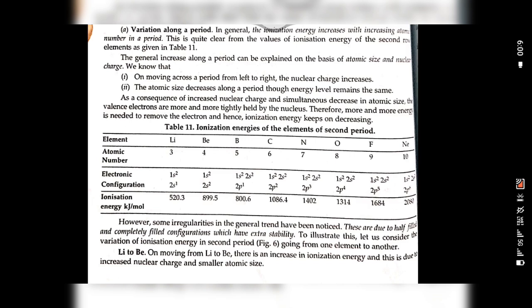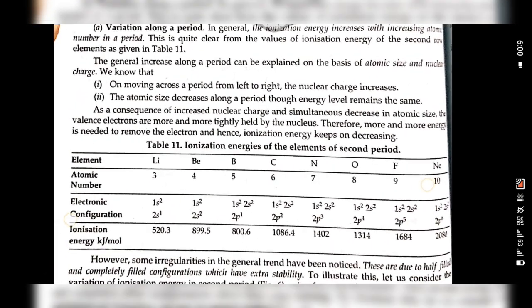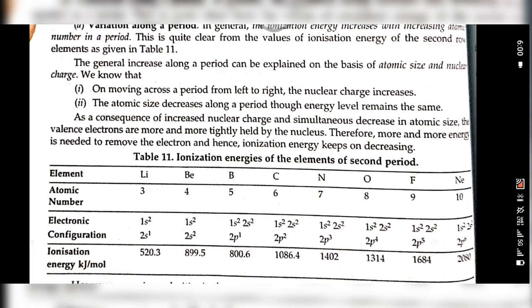Variation along a period. In general, the ionization energy increases with increasing atomic number in a period. This is quite clear from the values of ionization energy of the second row elements. The general increase along a period can be explained on the basis of atomic size and nuclear charge.